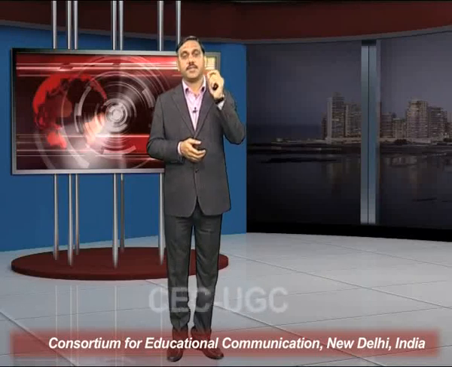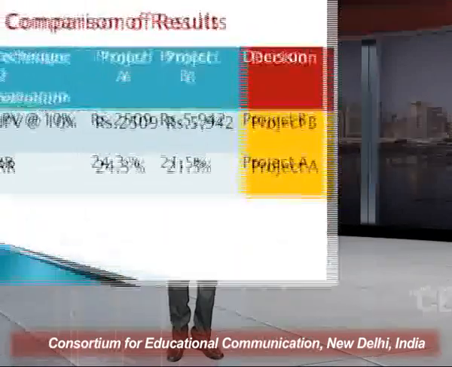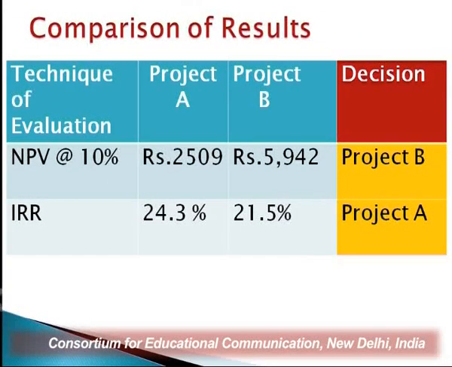If you look at the comparison of results, when you compute NPV at 10% rate of return, the NPV of project A will come to be 2,509, whereas that of project B is going to be 5,942. Remember, if you can recall, just before this example I told you, if we are going to double the cash flows, what will happen?